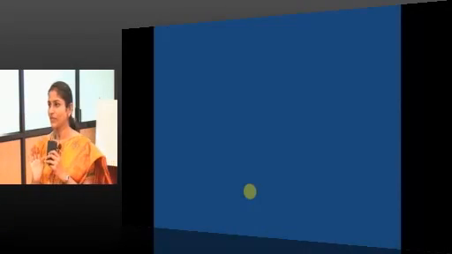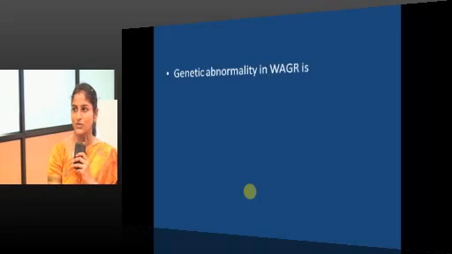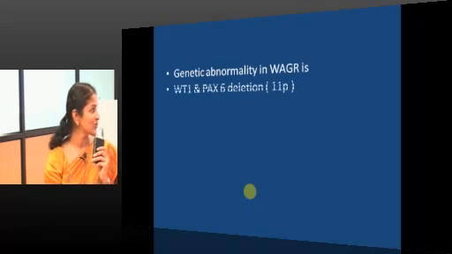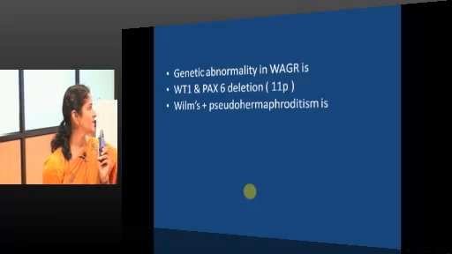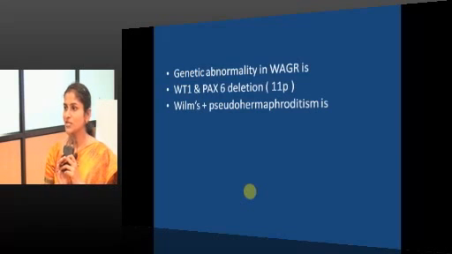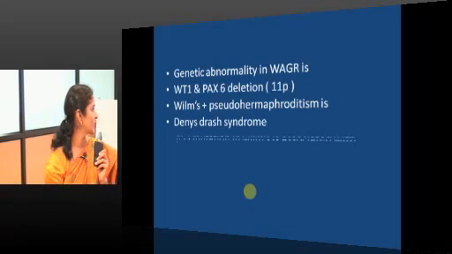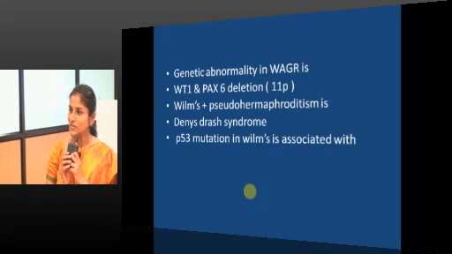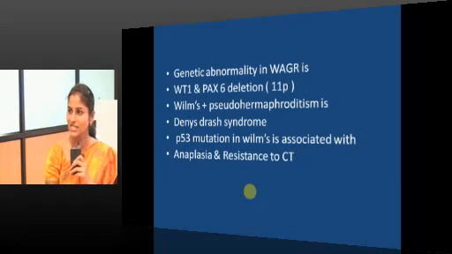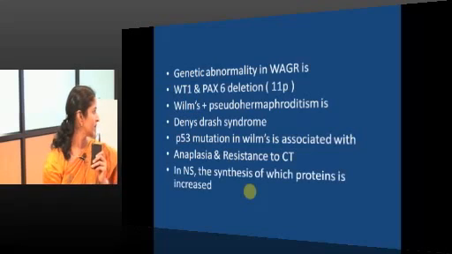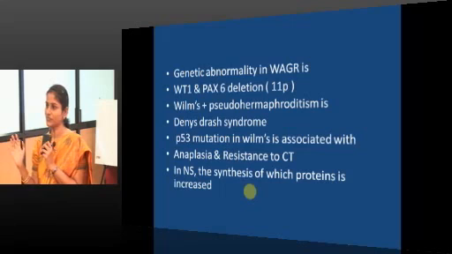So, we will have a few rapid fire round questions. Genetic abnormality in WAGR syndrome. Chromosome 11p, WT1, good. Wilms with pseudohermaphroditism. The syndrome is Denys-Drash syndrome. P53 mutation Wilms is associated with anaplasia with the resultant resistance to chemotherapy. In nephrotic syndrome, the protein synthesis of which proteins is increased? Fibrinogen.